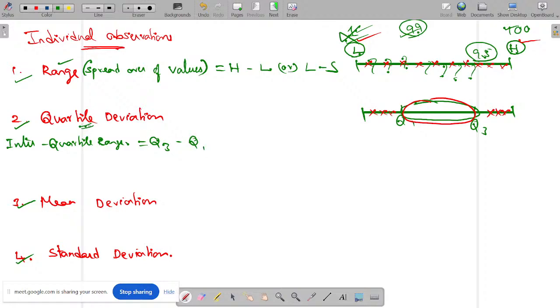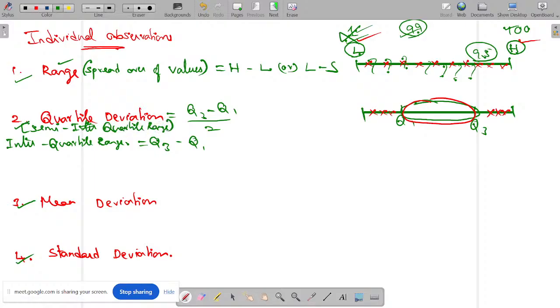But in quartile deviation, we are not considering the first quarter and last quarter. We are considering only the middle half. So we cannot directly take Q3 minus Q1. Instead, we take Q3 minus Q1 divided by 2. So that's the formula: Q3 minus Q1 divided by 2. That's why it's also called the semi-interquartile range.